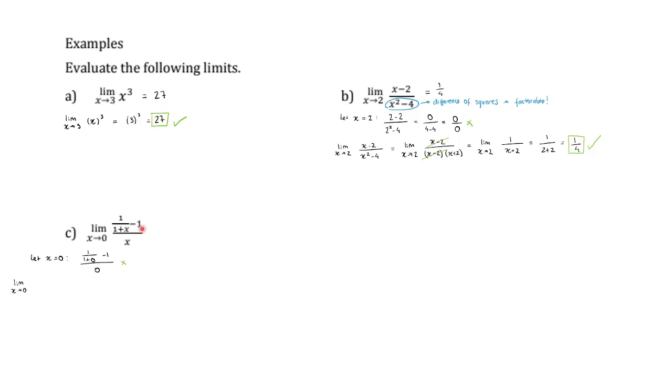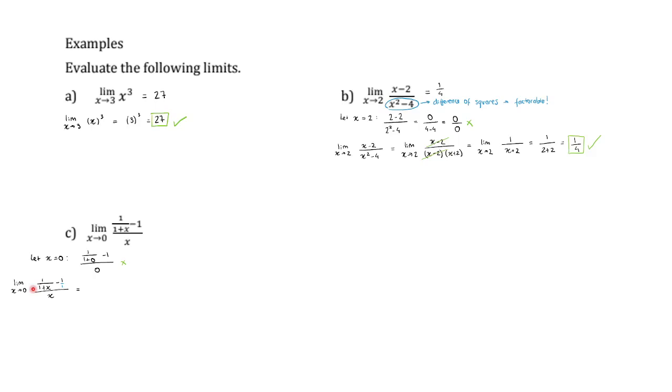So we have the limit as x approaches 0 of 1 over 1 plus x minus 1, all over x. And now we want to find the common denominator. What we might observe here is that 1 is the same as having 1 over 1, right? Finding the common denominator is going to require us to multiply both the numerator and the denominator by the denominator of the first expression, which is 1 plus x. And so let's do that.